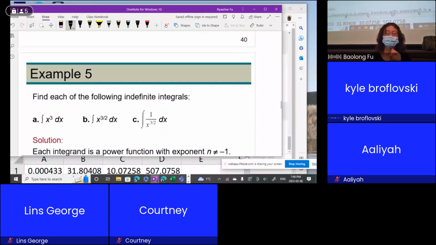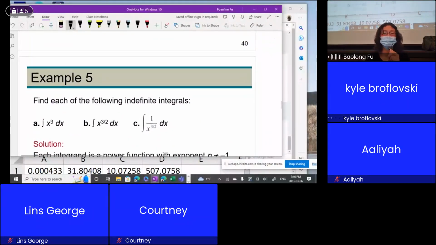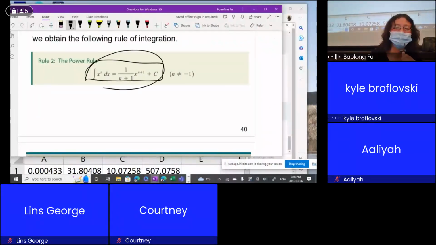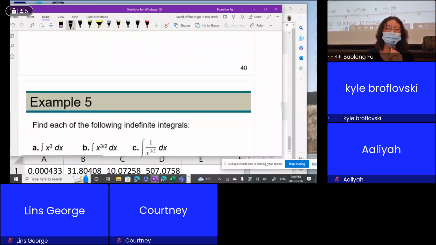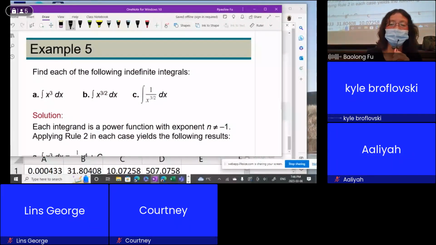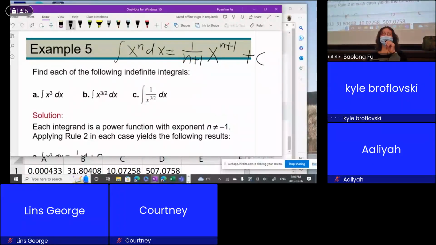Two more questions. All these ABC questions use this rule, so I'm going to write down that rule on the side. The integral of x^n equals 1 over n plus 1, x raised to power n plus 1. Do not forget plus constant c. So let's do question A. n equals 3, so it is 1 over 4 times x raised to power 4.